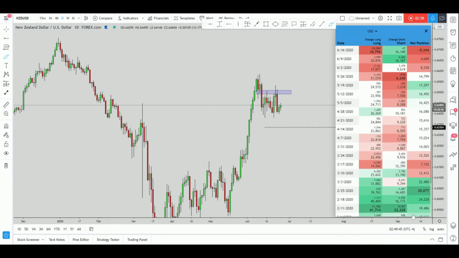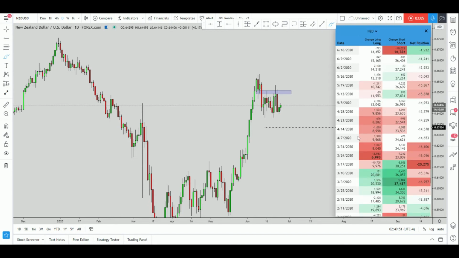Now let's see what we have from a COT perspective on NZD USD, so what big banks and institutions are currently doing on this pair. If we look at the COT, we can see that we went from having minus 20k net positions all the way up to having 1.9k net positions. So we went from having way more shorts than longs from an institutional perspective on the NZD USD to having slightly more shorts than longs.